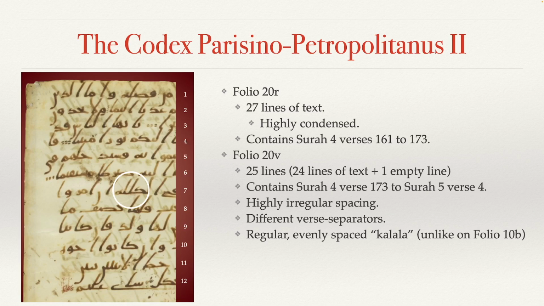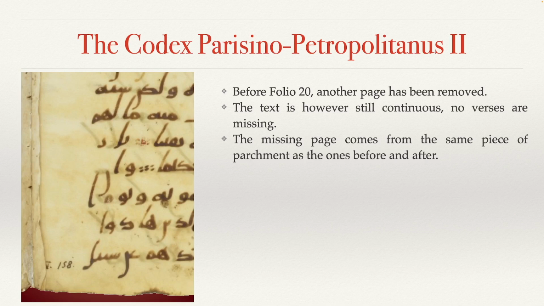We actually find the answer by turning back one page. Before folio 20, another page has been removed. The text is however still continuous and no verses are missing. The missing page comes from the same piece of parchment as the ones before and after. How do we know that? In this manuscript, one large piece of parchment was turned into 8 folios by folding it 3 times.